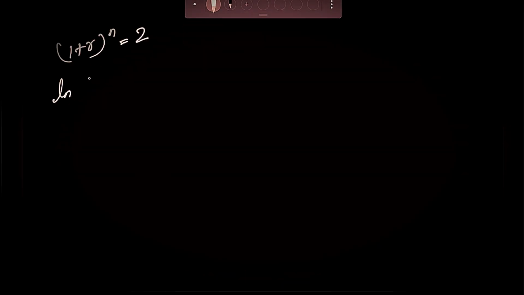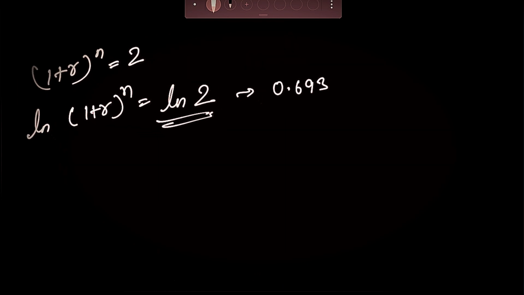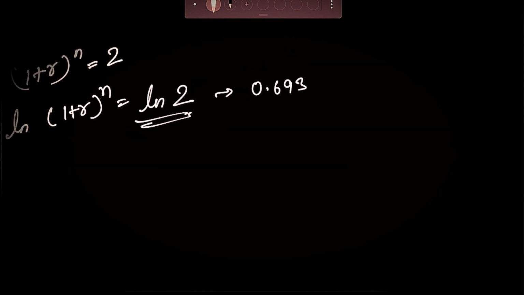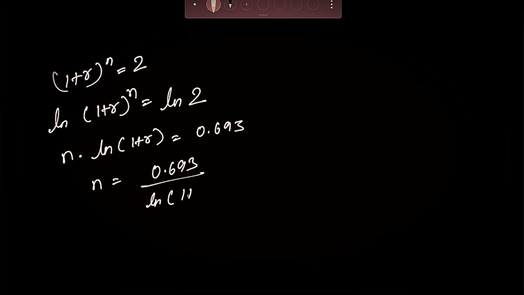Taking natural log on both sides of the formula, the value of ln 2 is 0.693. Now we know the property of the natural log: the exponent becomes the multiple. So the time required to double our investment becomes 0.693 by ln(1 plus r).